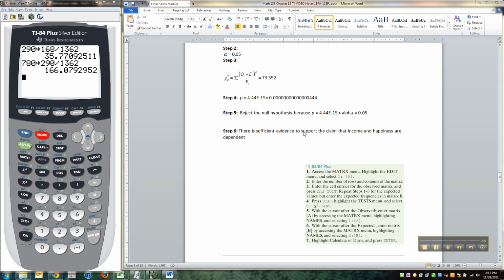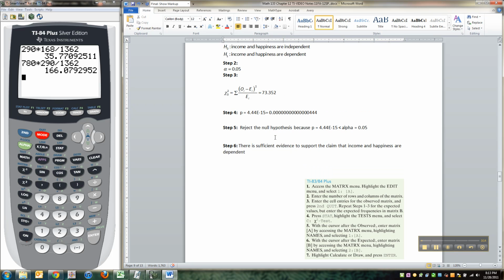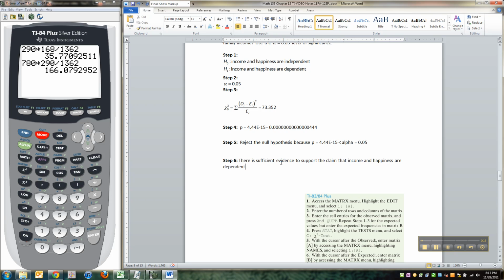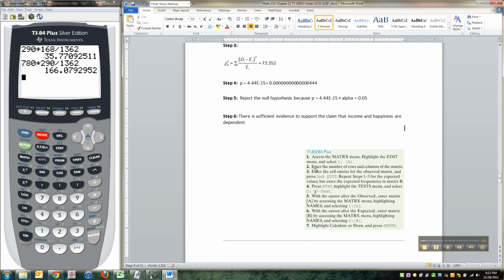I want to make a couple comments here before I leave chapter 12 behind, namely that notice that this p-value is really, really small, which means, of course, that we're going to reject the null hypothesis because that's definitely less than alpha, which means there is sufficient evidence to support the claim that income and happiness are dependent. So that whole money can't buy you happiness, never saw this test, right? Because we just proved it. Money can buy you happiness, at least to some extent.